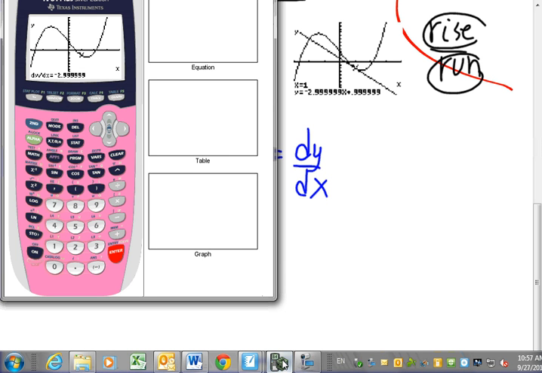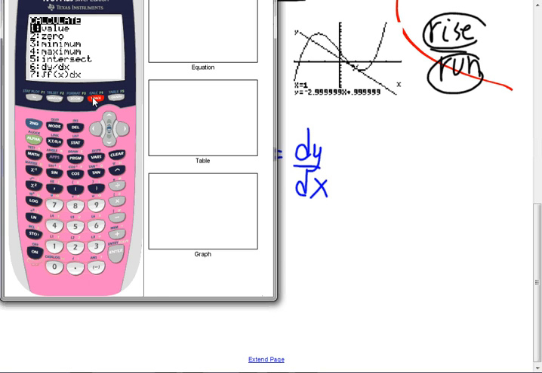Okay, the problem with this is I have to have the right screen. Okay, you guys? If I don't have the right screen, I can't do it. If I try to do the slope at 8, which is beyond my window, it will give me an error. So I'm going to go second, calculate. Let's do the slope at 8. See, I've got to be in the right screen. So I don't like that.